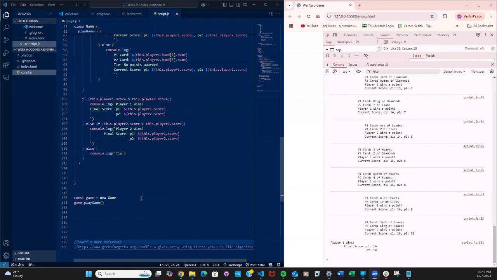And then to keep the game going, there's a constructor game, which means new game, and then game.playGame.